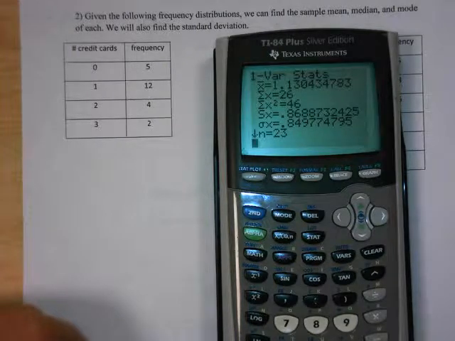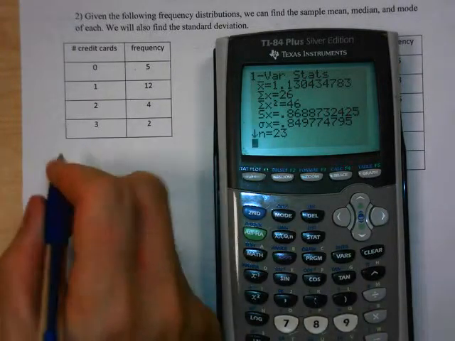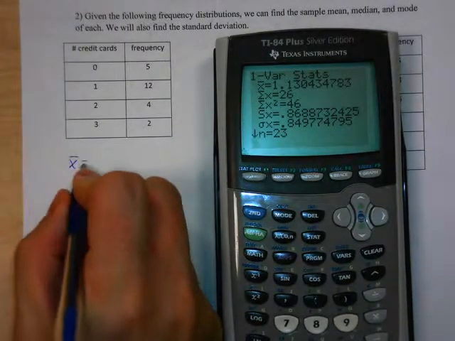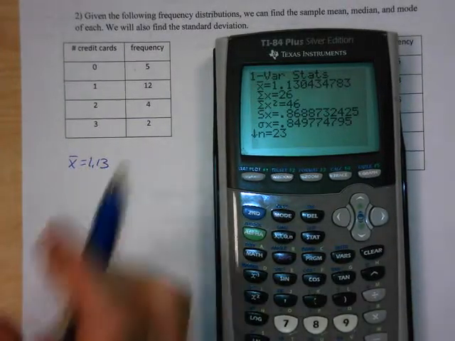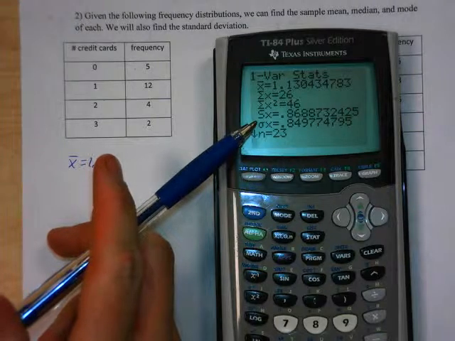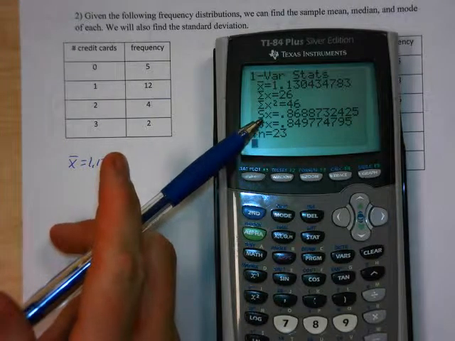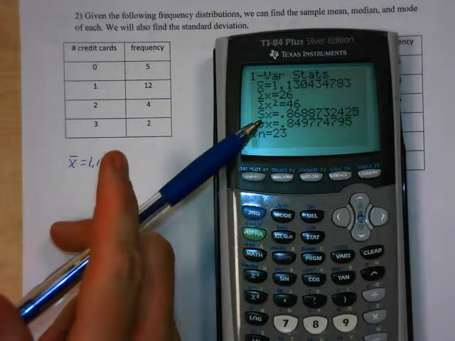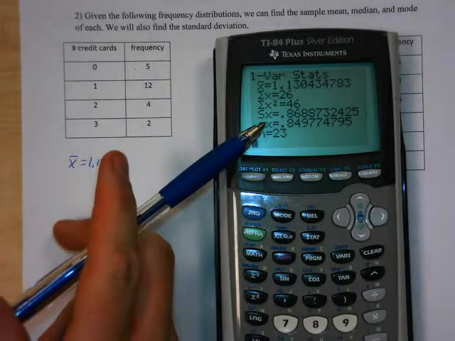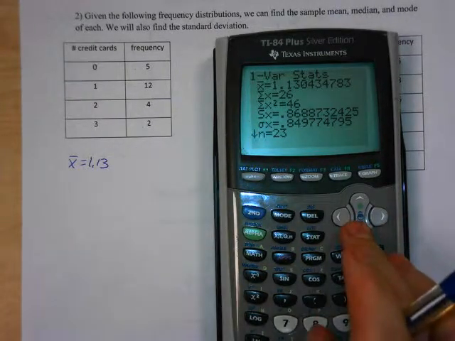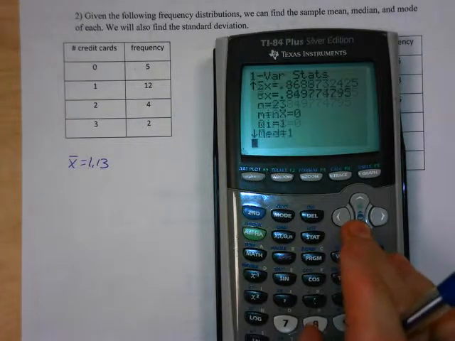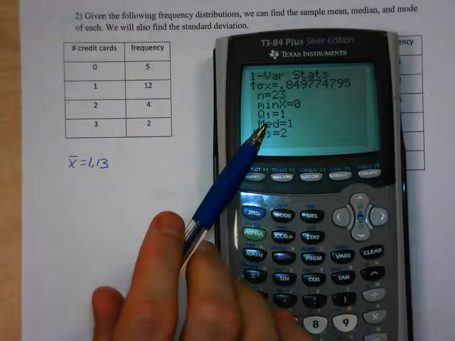Okay, press enter, and it gives us the mean is 1.13. It also gives us the sample standard deviation and population standard deviation. I didn't ask you to find this, but it's going to be the same rules on your calculator, or the same steps. Okay, the median, the middle number is 1.